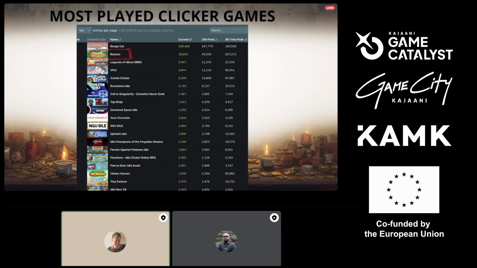So, most played clicker games. Oh, it's not supposed to be pointing at banana. It's supposed to be pointing at Bongo Cat. So not banana, Bongo Cat. Let's take a look into that. Just to explain, I'm doing the market research right now. I'm looking at the list of most played clicker games because I'm thinking of making a clicker game, and I first want to understand what the most played clicker games are right now. So let's take a look at Bongo Cat.